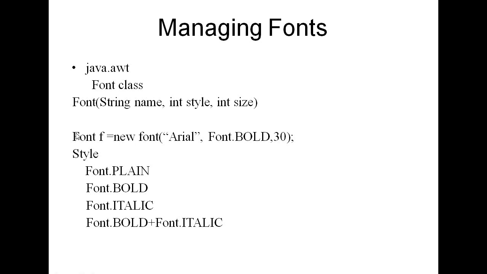See, this line: Font f = new Font("Arial", Font.BOLD, 30). So this f will retain a font of type Arial, style bold and size 30. Different style constants are there. Here we have used bold. So plain style is there, bold style is there, italic is there, bold plus italic. So we have used these two values here, Font.BOLD + Font.ITALIC, so bold and italic. Suppose you give Font.PLAIN + Font.ITALIC, then it is plain text in italic style. That is the output representation.